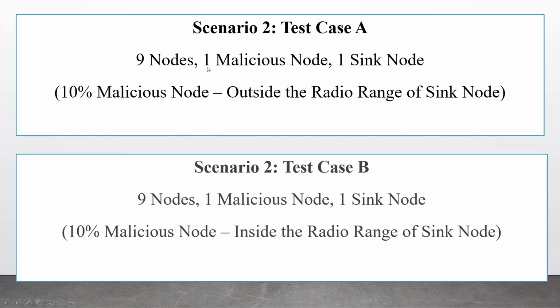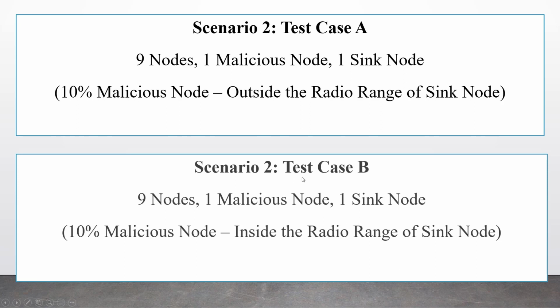So 10% is a malicious node. Why? Because one is malicious out of 10, so 10% malicious node. And this malicious node is going to be outside the radio range of the sync node. If it is outside, it will have less impact. If it is inside the radio range of the sync node, the impact will be more. Okay, so this we have to show.